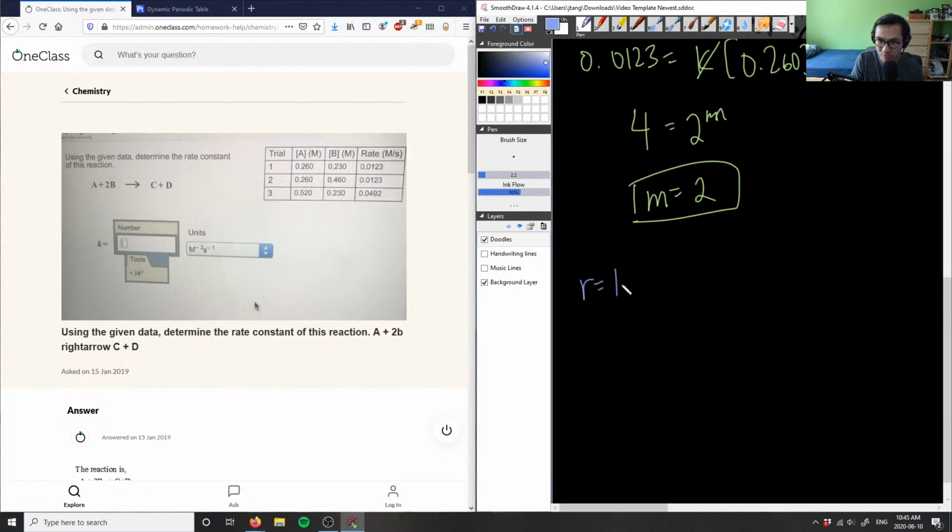I can say that the rate is equal to k times A to the power of m, which is 2, times B to the power of 0. Anything to the power of 0 is simply equal to 1, so I can just cross out B mathematically speaking. So it's not dependent on the concentration of B, which means the rate is simply k times A squared. And we can sub in any of these points to figure out this problem.